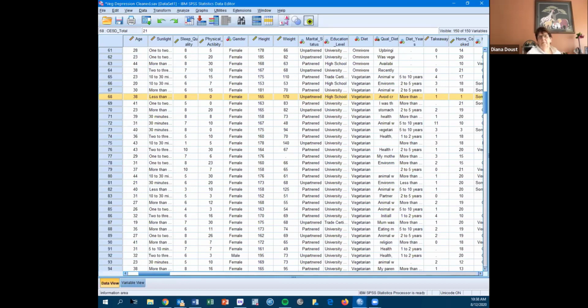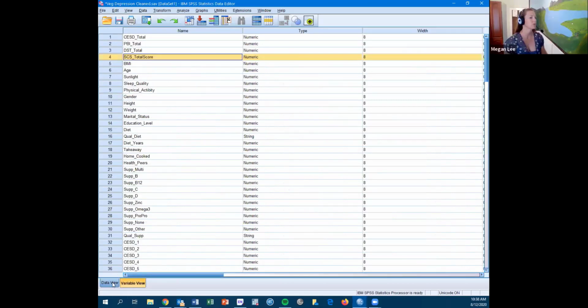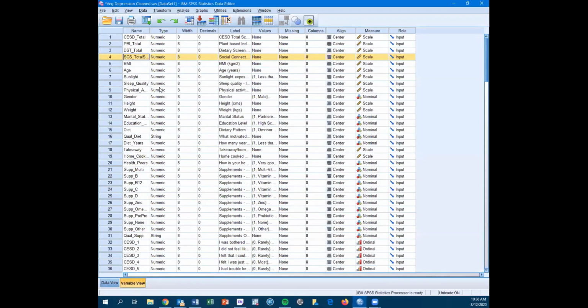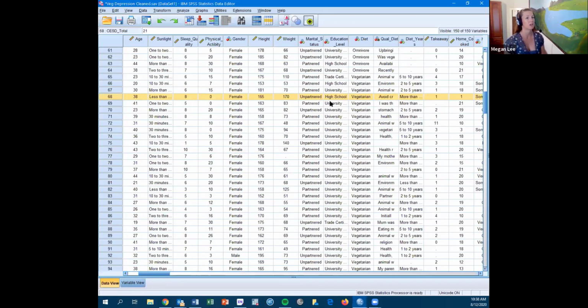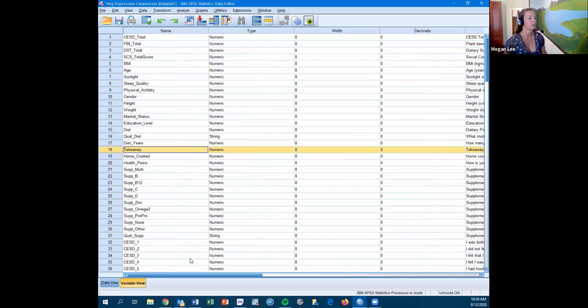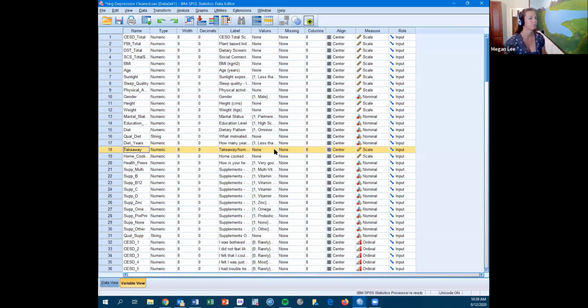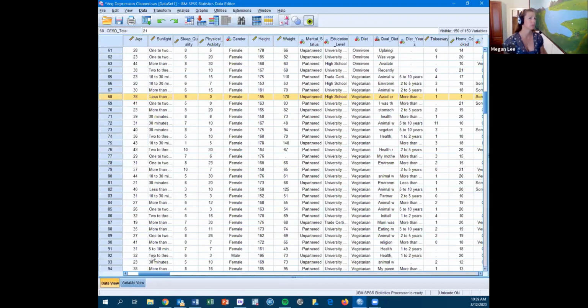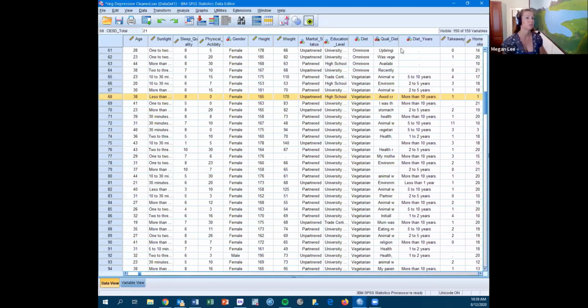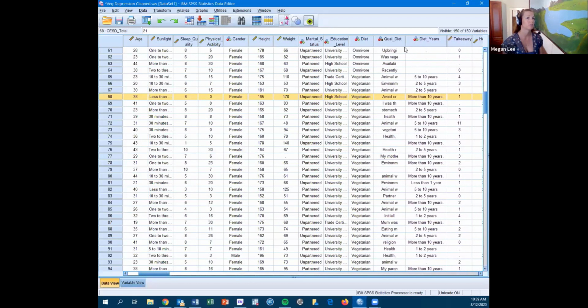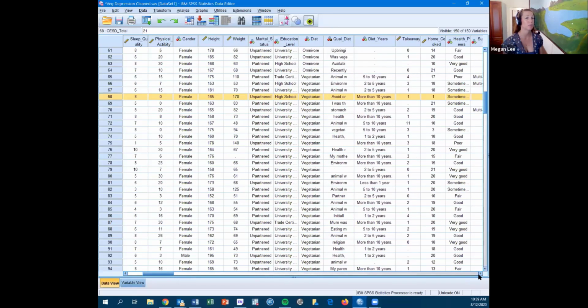There it is. Takeaway 1. Let's go have a look at what that question was. Number 18. Takeaway home delivered meals a week, only 1. So that's interesting in itself. Just wait. Yep. Interesting, isn't it? It's fascinating. How long has she been a vegetarian for? More than 10 years. It's a very interesting data point, isn't it?